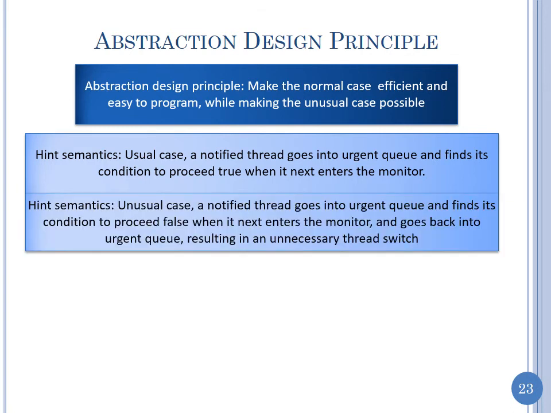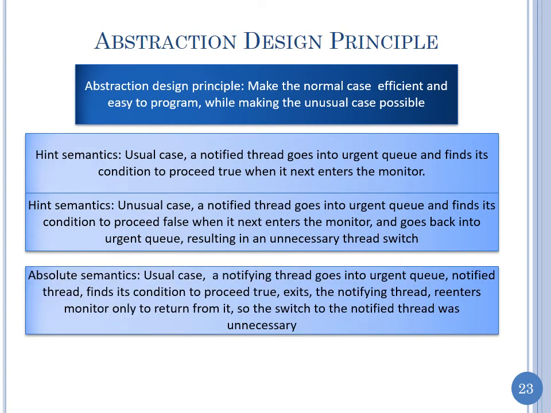And the unusual case is that a notified thread goes into the urgent queue, and then when it comes back, it finds the condition to proceed false, and then it goes back into the urgent queue. So we've had this extra thread switch, which we wouldn't have had with the absolute semantics. If the notifying thread, for instance, goes and changes the condition, then the notified thread will find the condition false. It'll go back to the while, and it'll enter the urgent queue again. So in this case, we've got an extra thread switch.